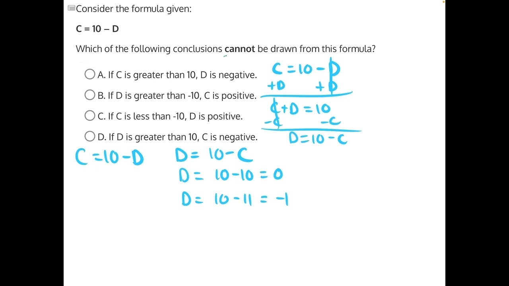However, be careful. We are trying to find a false statement. A false statement is going to be our correct answer. So answer choice A is not it.